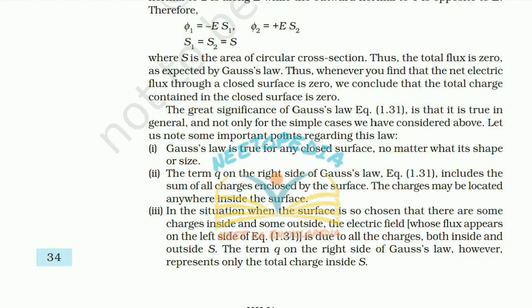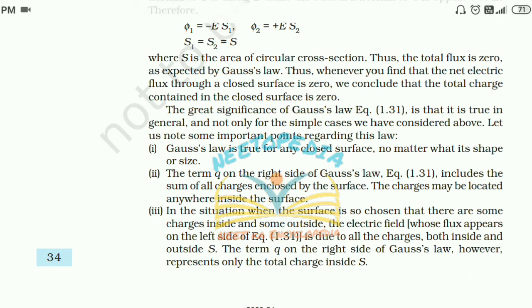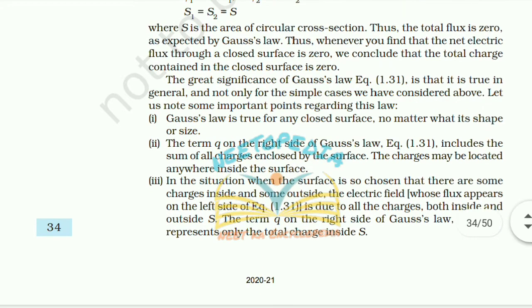Thus, whenever you find the net electric flux through a closed surface is 0, we conclude that the total charge contained in the closed surface is 0. The great significance of Gauss law, given by equation 1.31, is that it is true in general and not only for the simple cases we have considered above.